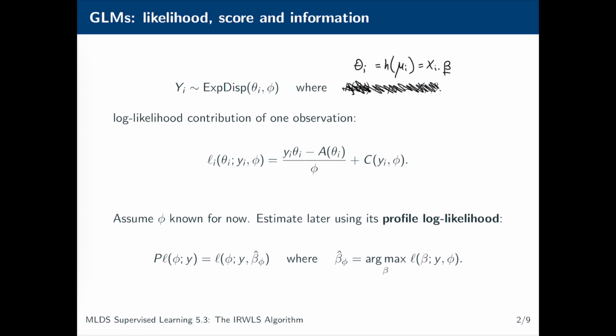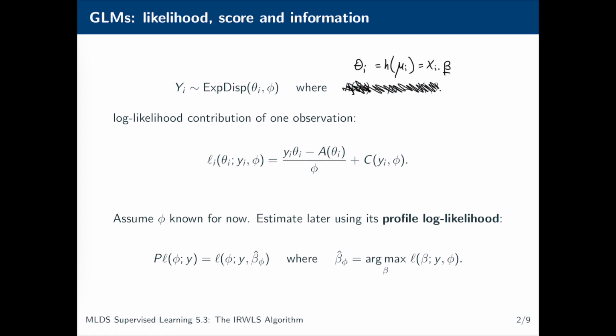In what follows, we're going to consider estimation of the parameters θi, or equivalently the regression coefficients beta, when we have a fixed known value for phi, the dispersion parameter. This gives us a way of picking the best beta values for a particular value of phi, which is exactly what we need when we fix our dispersion parameter to 1.